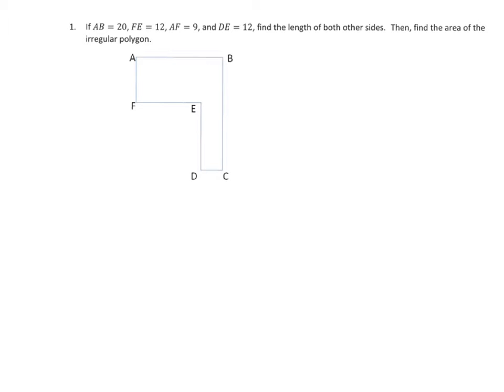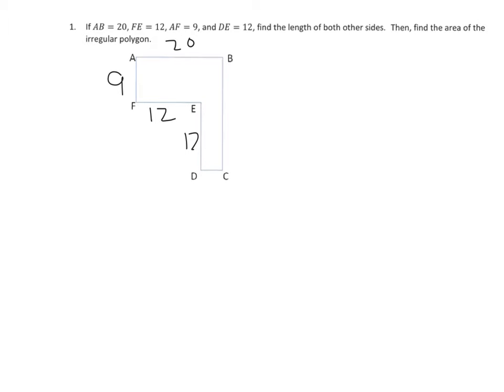So first thing we have to do is label each side that we have. AB is equal to 20, so that means we have 20 right here. AF is equal to 9, so between A and F is 9. FE is equal to 12, so between F and E is 12. DE is equal to 12, so between E and D we have 12.